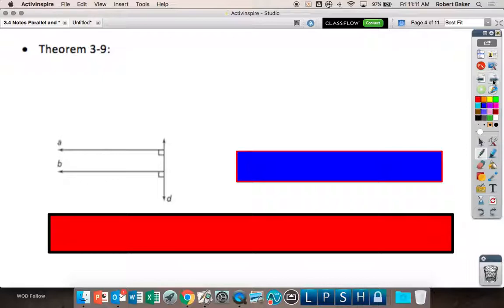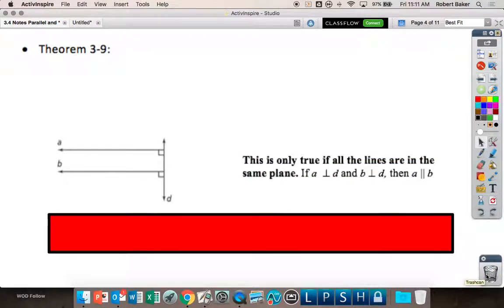And it says that B is perpendicular to D. So if you know that A and B are both perpendicular to D, what can you justify about A and B? That they're parallel. And you can justify that because you have a pair of congruent corresponding angles. And when corresponding angles are congruent, it forces the lines to be parallel. So again, only true if all lines are in the same plane.